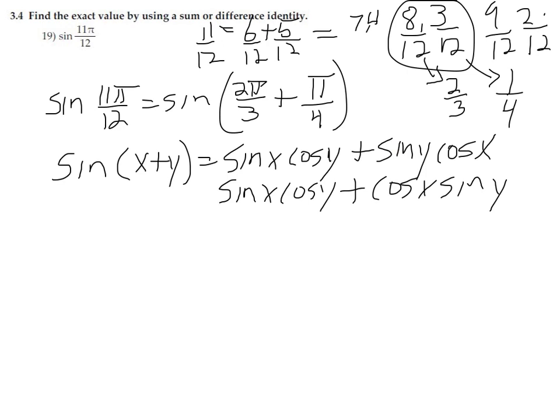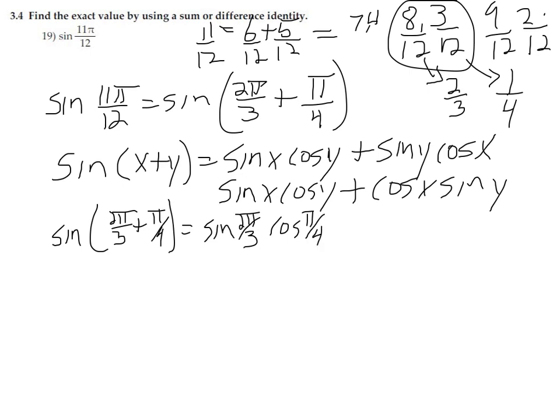But the key thing is to remember that whatever symbol you have here, in this case plus, you have the same symbol over here, plus. So if this were minus, you'd have minus. Okay, now continuing on, we have sine of 2 pi thirds plus pi fourths equals sine of the first, cosine of the second, same symbol, cosine of the first, sine of the second.